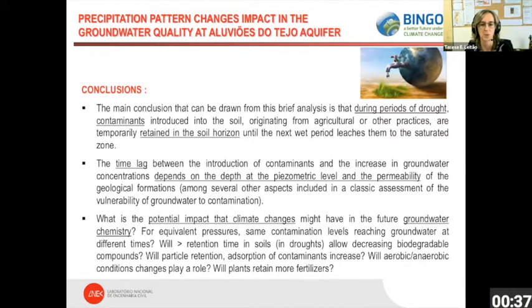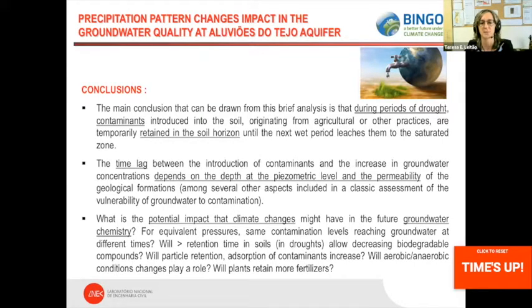And so what I pose for questions now is, what is really the potential that climate change has in the future of groundwater chemistry? For equivalent pressures and the same contaminant levels, will we have the same contaminant levels reaching at different times? Will more retention in the soil allow decreasing biodegradable compounds? Will particle retention, adsorption, and contaminants increase because we have pollutants more time? Will anaerobic-aerobic changes play a role? Will plants retain more fertilizers?